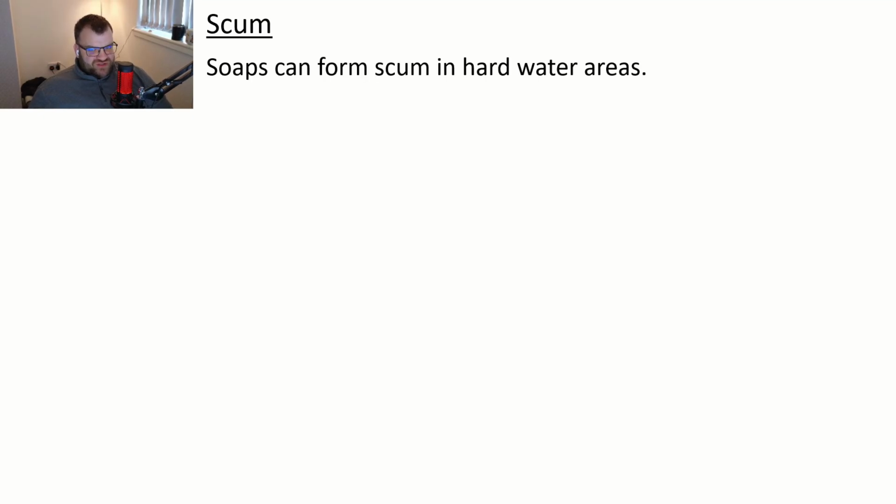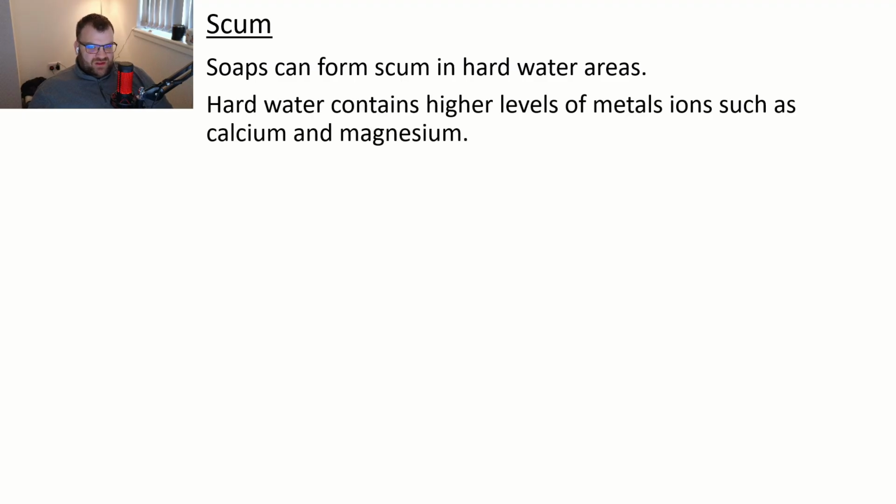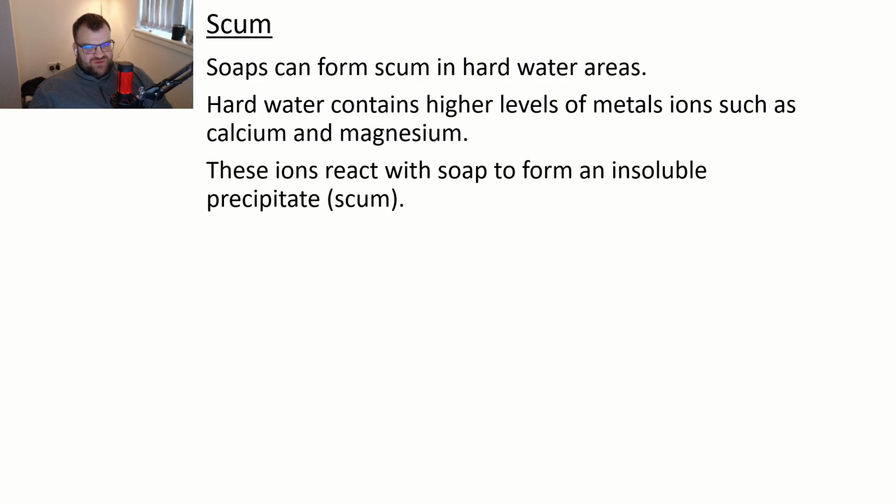Next, getting to probably my favourite word of the whole entire chemistry course, and maybe even all of the SQA chemistry courses, scum. Soaps can form scum in hard water areas. Hard water contains higher levels of metal ions. Examples would be calcium and magnesium. These ions react with the soap to form an insoluble precipitate. These kind of precipitates you might have heard of or seen adverts talking about getting rid of limescale from kettles, dishwashers and things like that. That doesn't tend to be a problem in most places in Scotland which have soft water. This is more of a problem in islands that have hard water supplies.